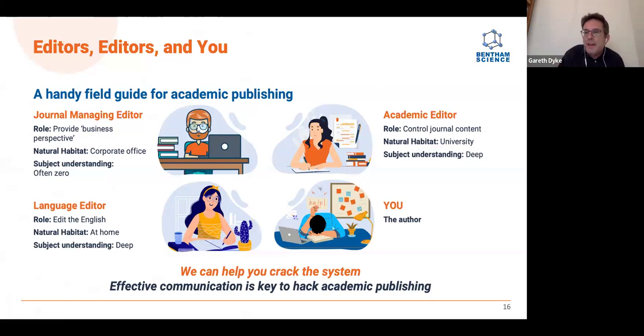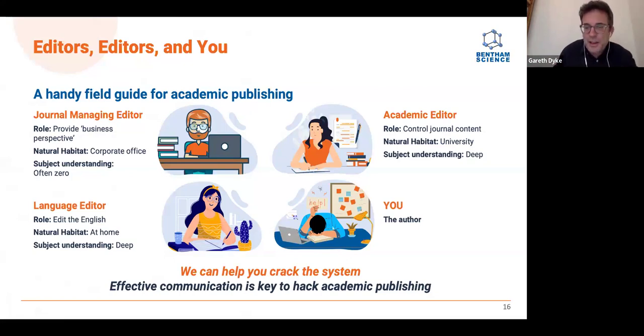That's the person who's picking the peer reviewers, the person managing the paper when it comes in at the initial submission point to the journal. That's the person potentially making a decision about whether to send your paper out for peer review or not. And then, of course, sitting above the academic editor in the publishing house will be a journal managing editor. Lots of different people that you might interact with, but we're here to help you understand the process. We're here to help you crack the system.